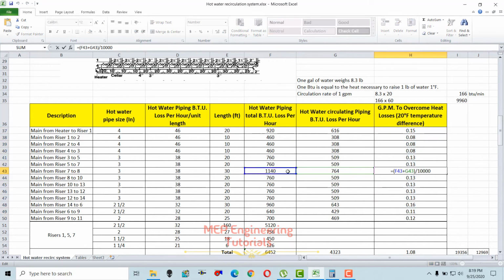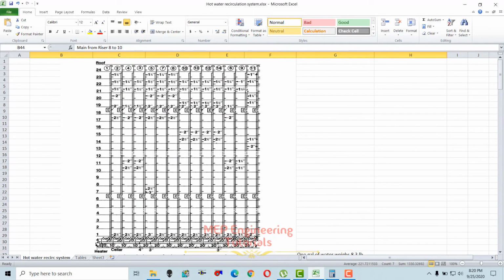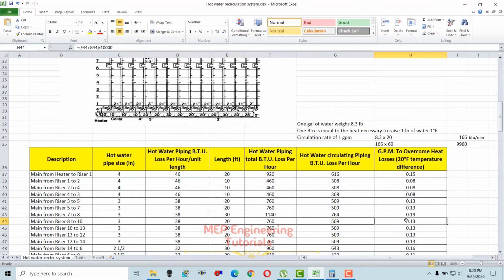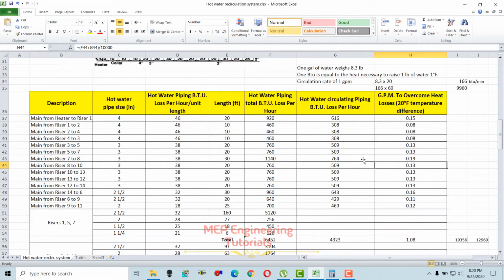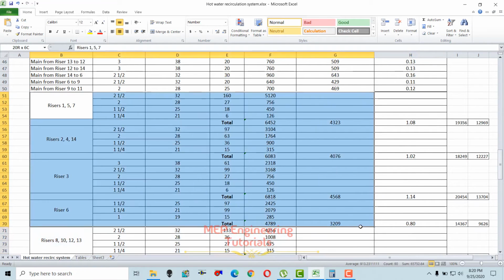For this one you just need to add hot water piping total BTUs plus recirculation piping BTUs, divided by 10,000. You will get the GPM in here for that particular section of the pipe. So that means main from riser 8 to 10. This is our riser 8 and this is 10, and this is the main in here, horizontal pipe. So the GPM over here is 0.13 GPM, which we have right in here. So this is done. After that we'll go for the risers.